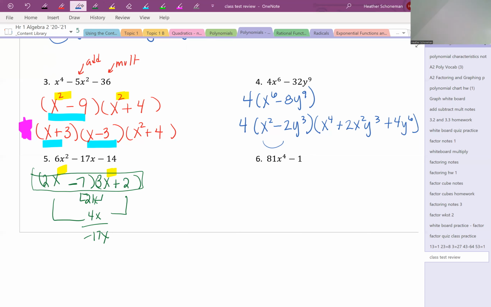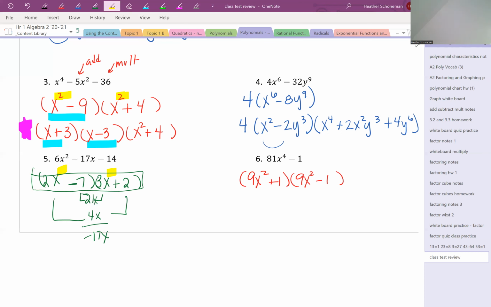Okay, number 6. First, we look for a greatest common factor. It doesn't have one. Then we have to decide if it's a binomial or a trinomial. It's a binomial. For binomials, we have to decide squares or cubes. This one I'm picking squares because the exponents are divisible by 2. So in the square root pattern, the difference of squares, it has to be a difference, which we've got, but the parentheses are going to match except for the sign. So the square root of 81x to the fourth would be 9x squared. The square root of 1 is 1. 1's a plus, 1's a minus.